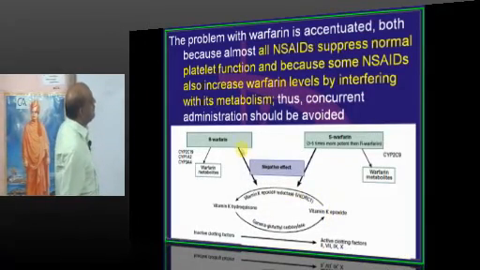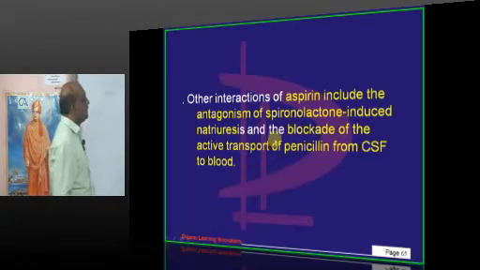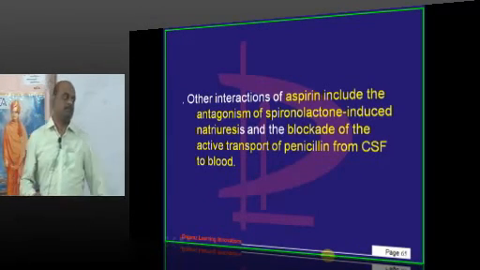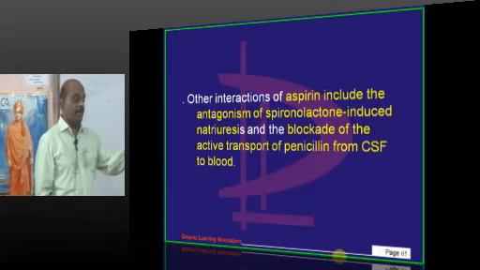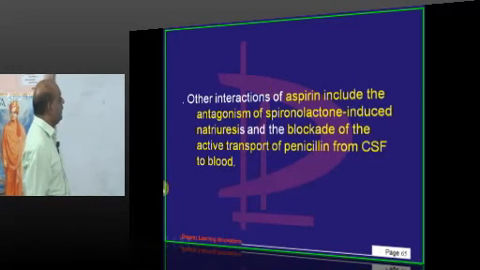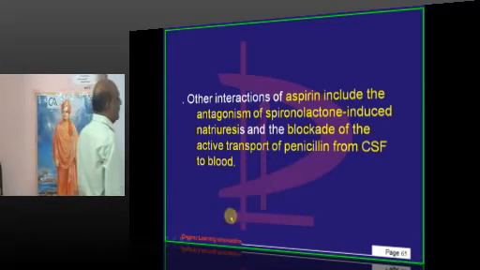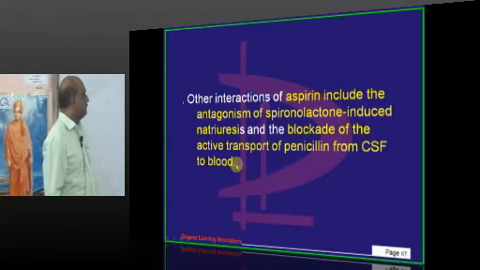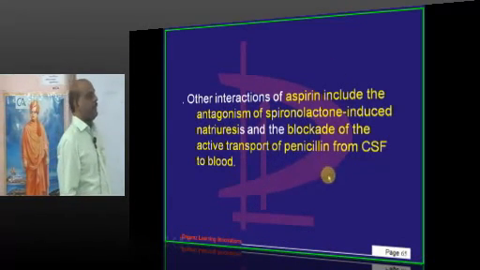What are the drug interactions? All the drug interactions of the warfarin you need to be very sure about. NSAIDs you need to be very sure of. Now doctor, there is one more important effect of aspirin. What is that?